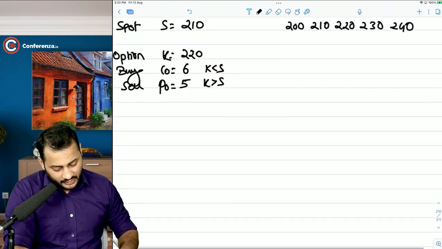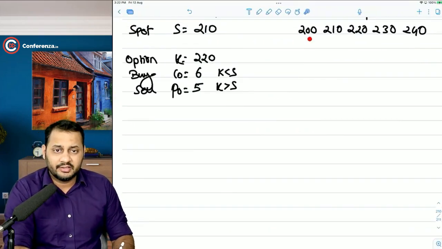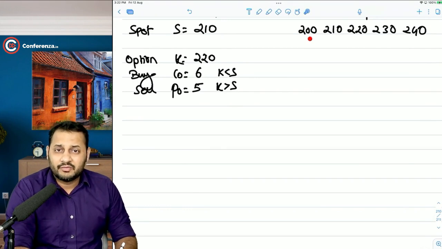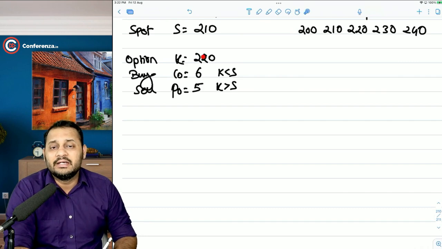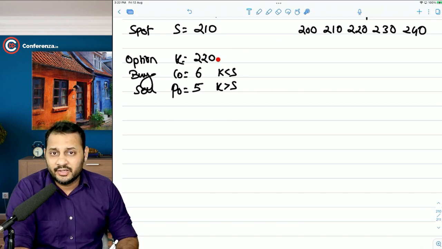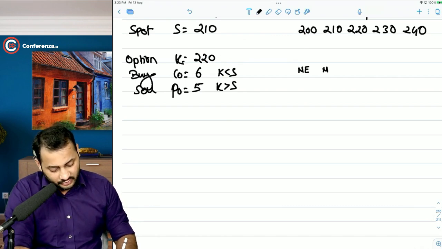Okay, have a look. Call option 6 rupees, right? So what is going to happen? Just have a look. If after 3 months the stock rate is 200, will you be ready to buy it at 220? In the call option you can buy it at 220. When the market is at 200, why would I be ready to buy the stock at 220? I will not do that, because you can clearly see that the strike price, which is 220, is not less than the spot price. It is greater than the spot price for the call option. So I'm not going to exercise the option here because it's a loss to me.